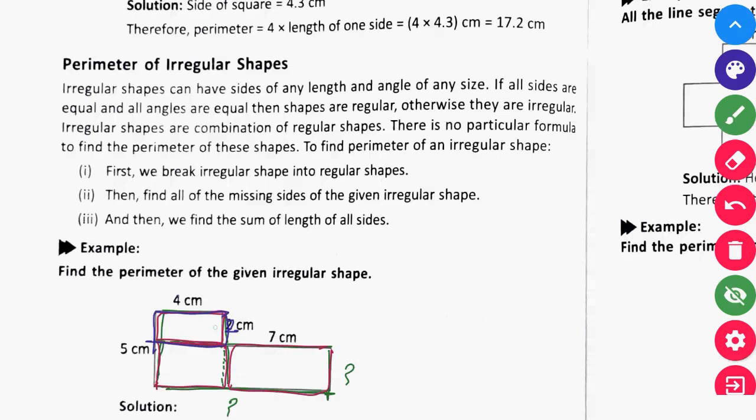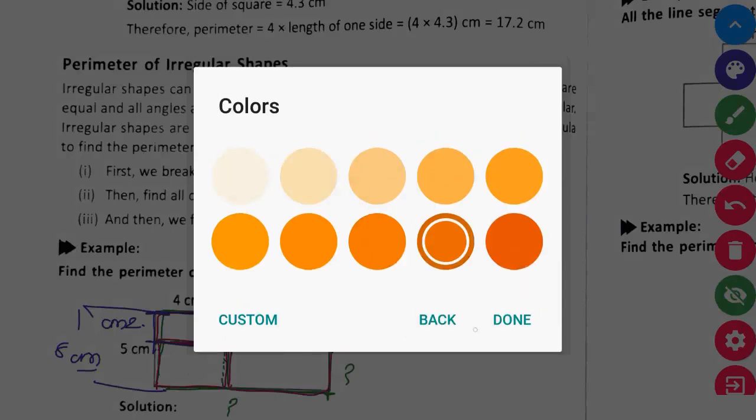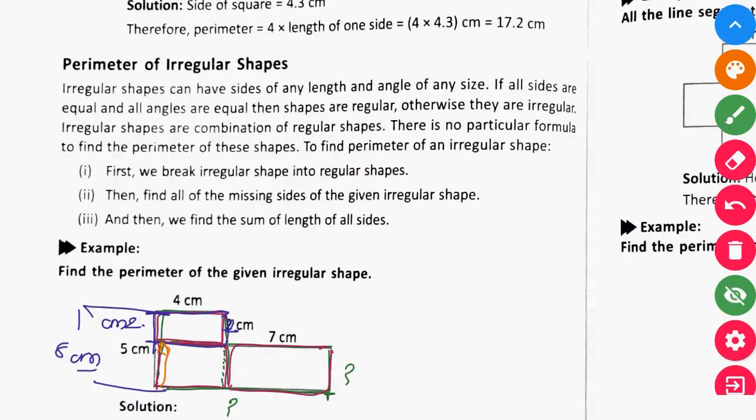This is 2 centimeter, so the opposite side is also 2 centimeter. But what is the whole length? 5 centimeter. So this portion is 5 minus 2, that is 3 centimeter. So we got the measurement of this side, that is 3 centimeter. Understood?